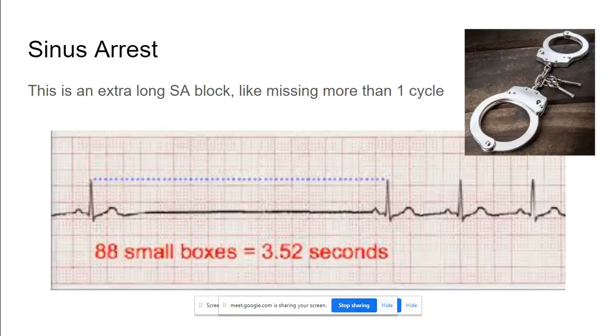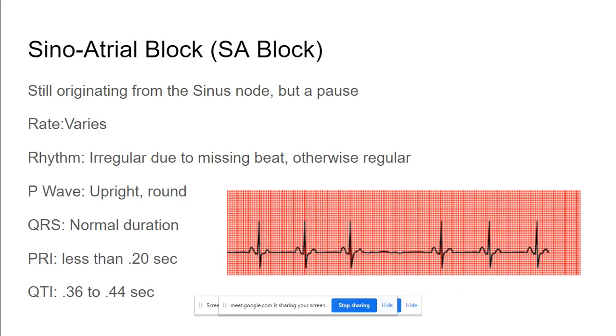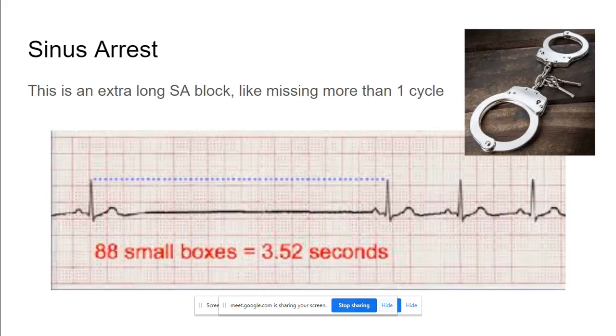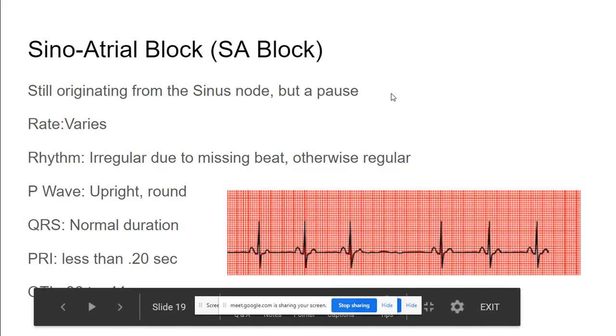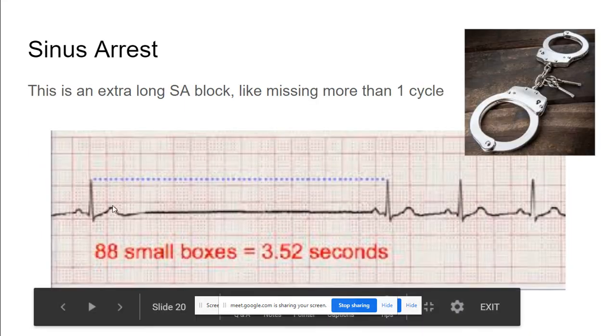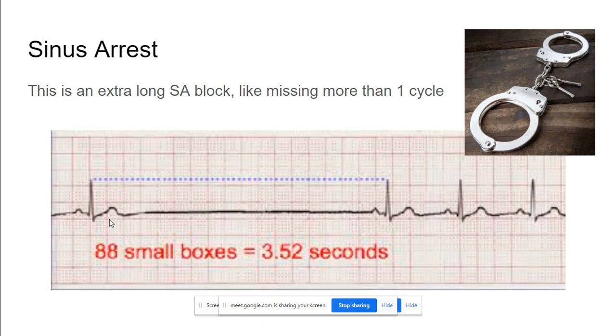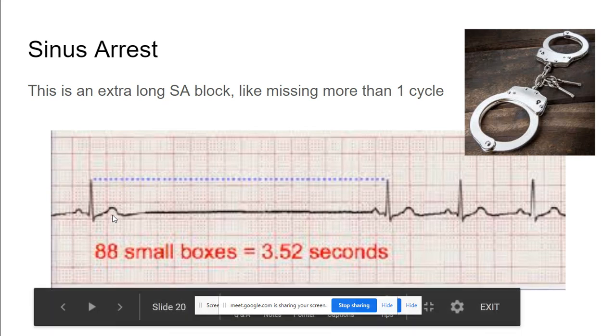All right. And then sinus arrest is instead of a SA block, if you miss more than one complex, like right here, we can see that that complex probably should have come about right here if we look at the regularity of the rhythm. If you miss more than one of those complexes, like everything's normal, and then you miss, this one's missing about, well, they're saying 88 small boxes or 3.52 seconds. If you can imagine your heart not beating for almost 4 seconds.